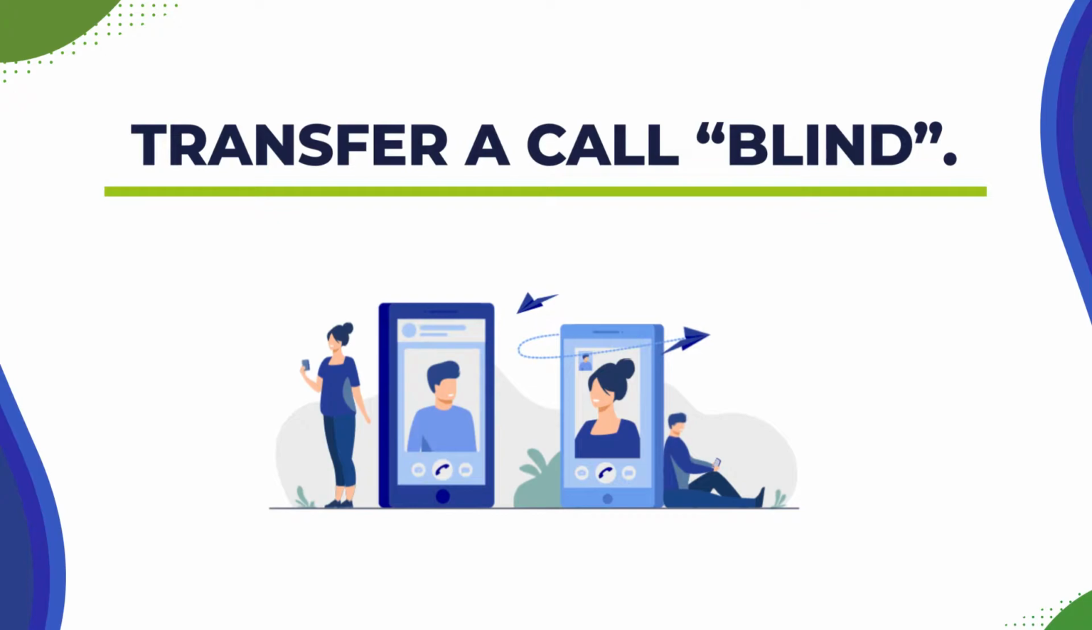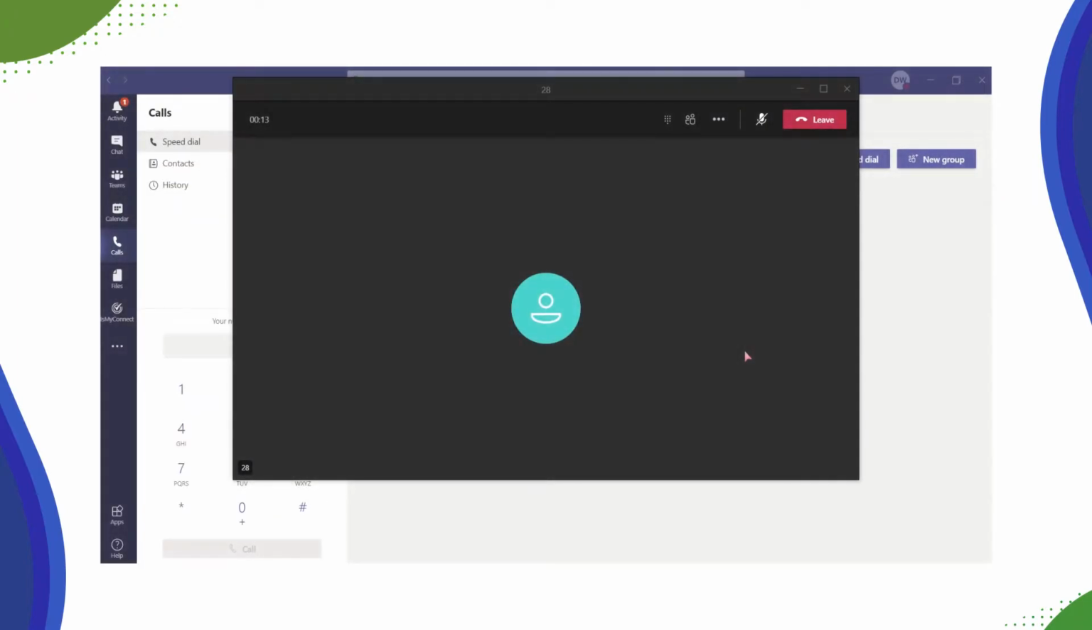Transfer a call blind. To transfer a call using the blind method, you must press the button with the three-dot icon. When you press this button, it will display the following image. You must click the transfer option.